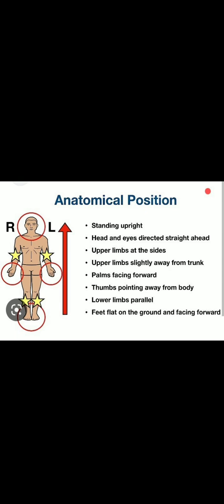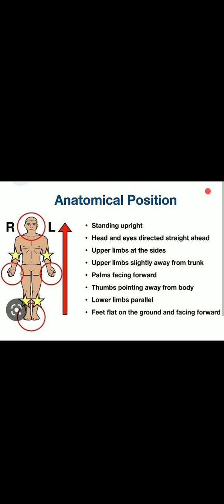1. Standing upright. 2. Head and eyes directed straight ahead. 3. Upper limbs at the sides. The upper limbs, you are talking about the arms. Your arms should be at your sides. Upper limbs slightly away from the trunk. Your upper limbs should be open a bit. That is what it means, a bit from the trunk, or a little bit away from the trunk. Palms facing forward, as I said earlier.